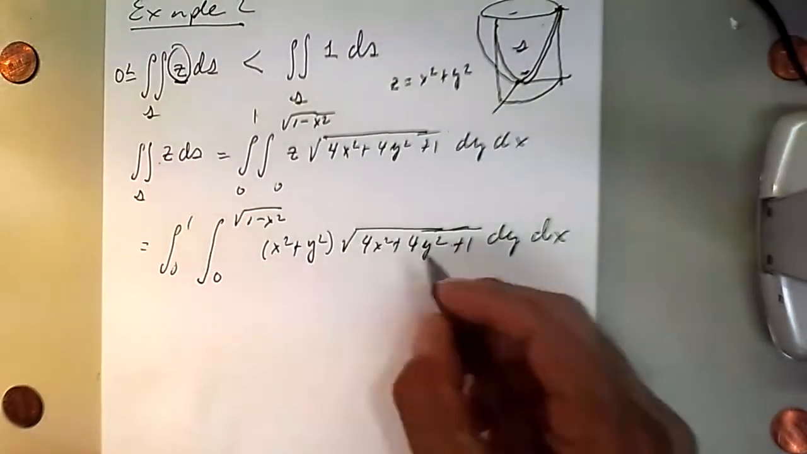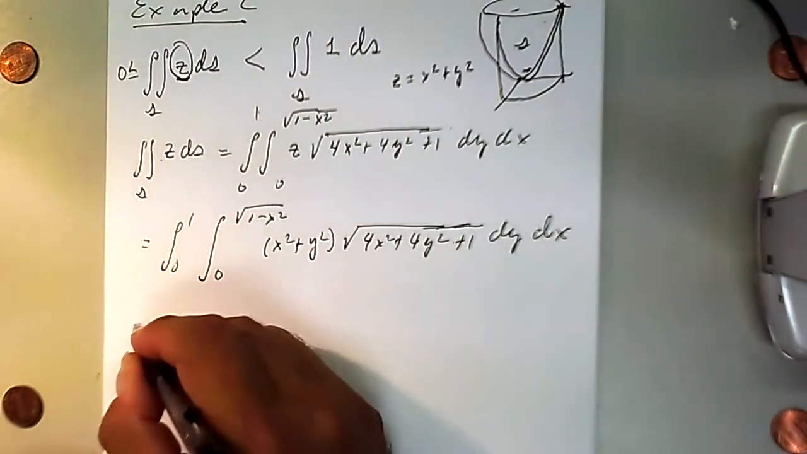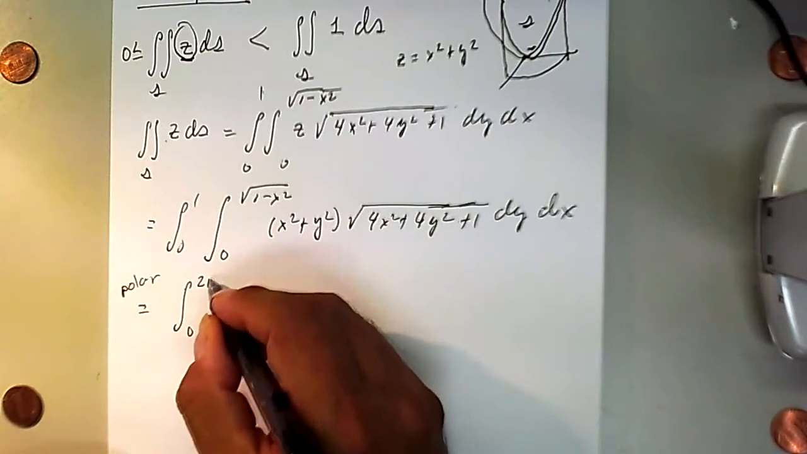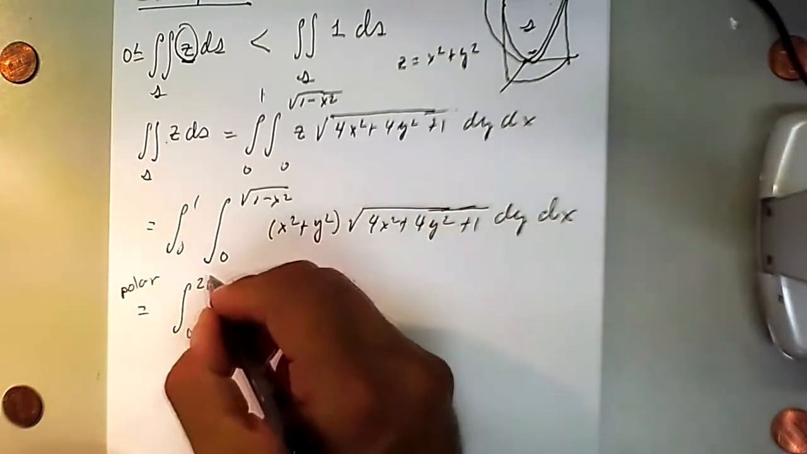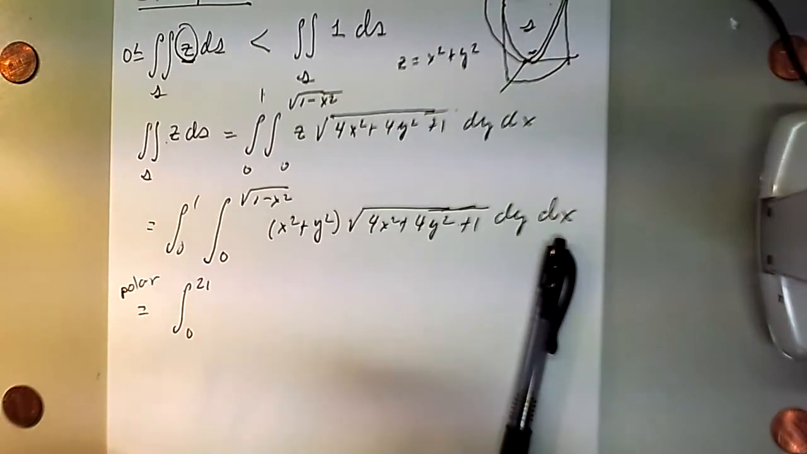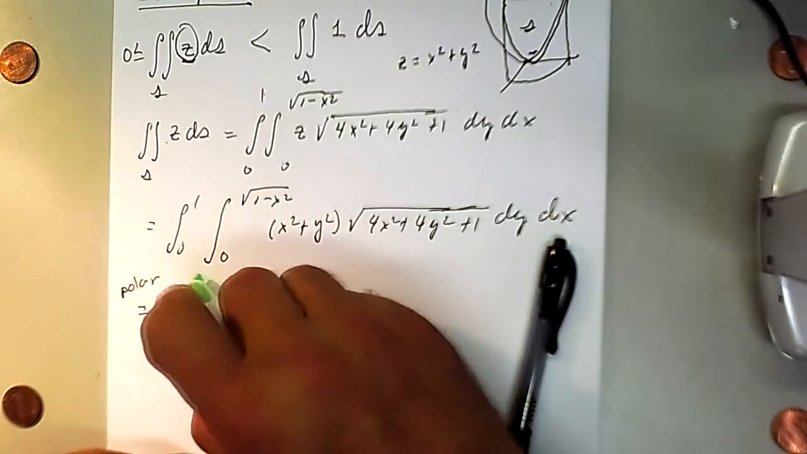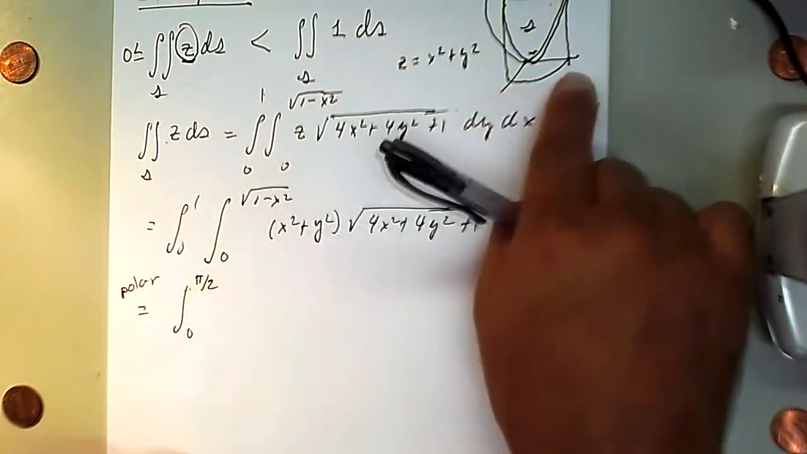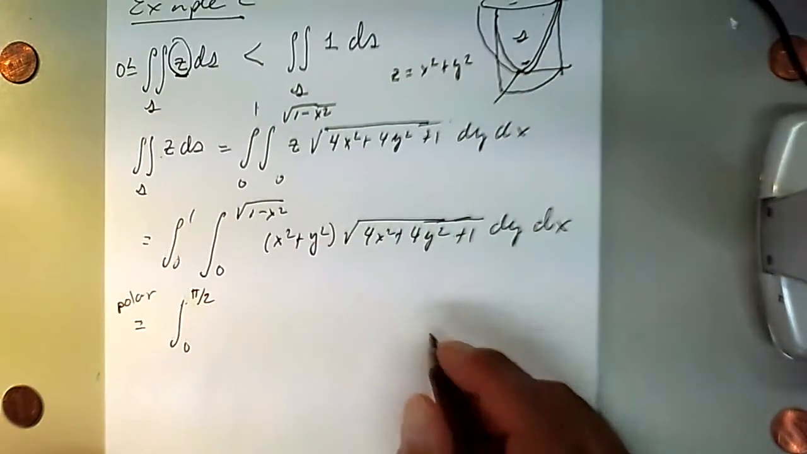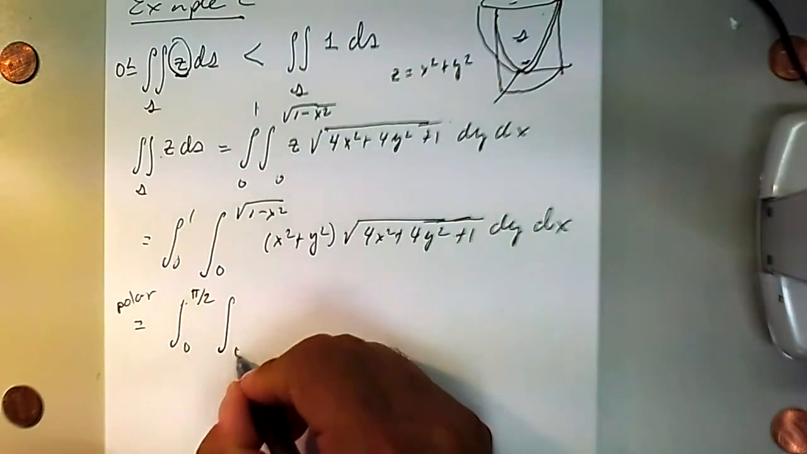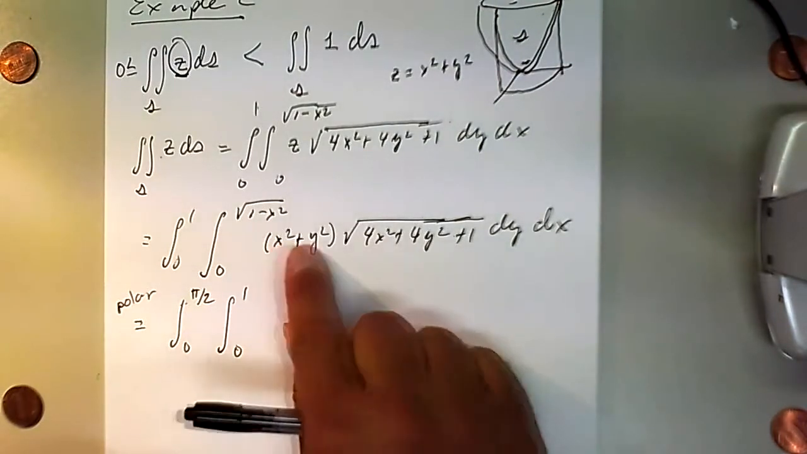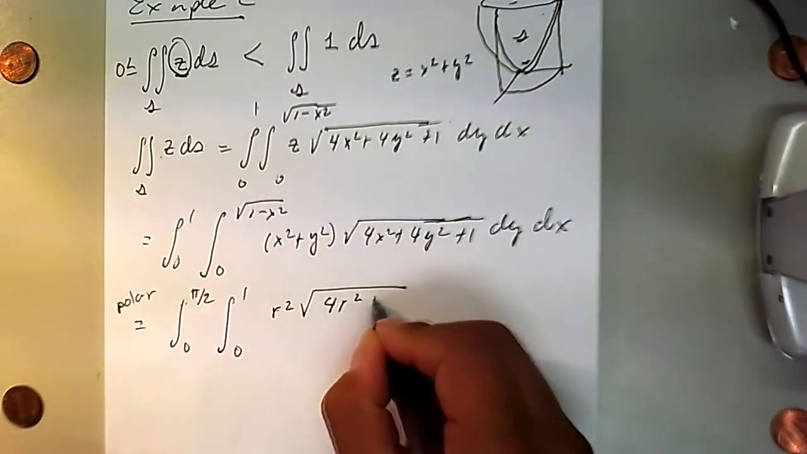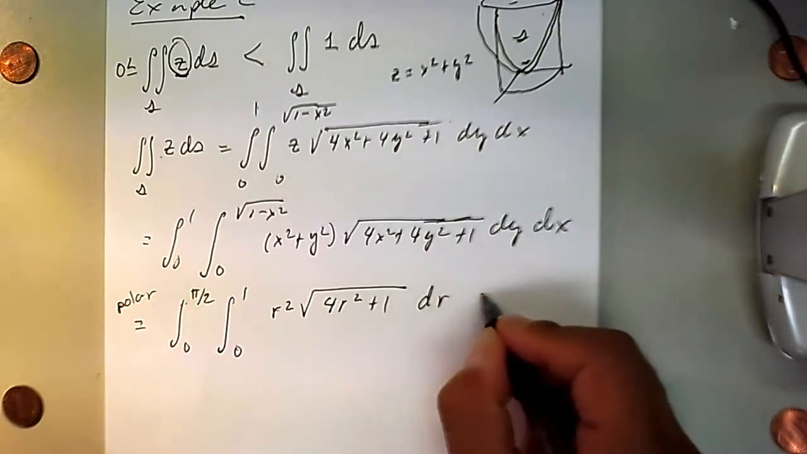We can change this into polar coordinates. We're going to go from 0 to 2 pi. Here I almost make the same mistake. We're only doing a quarter. I'm so used to doing a whole circle that I almost automatically do the 2 pi. This is pi over 2 because we're going only from 0 to pi over 2, a quarter of a circle. And then on the r's, we're going from 0 to 1. This is r squared times the square root of 4r squared plus 1 dr d theta.